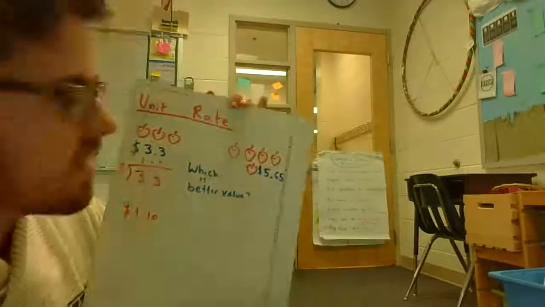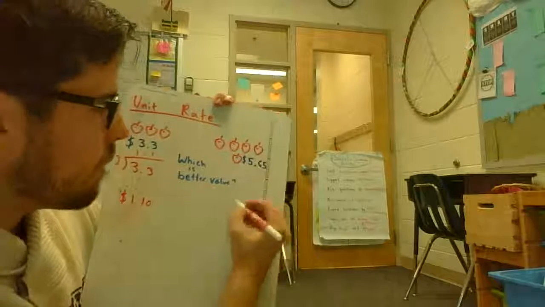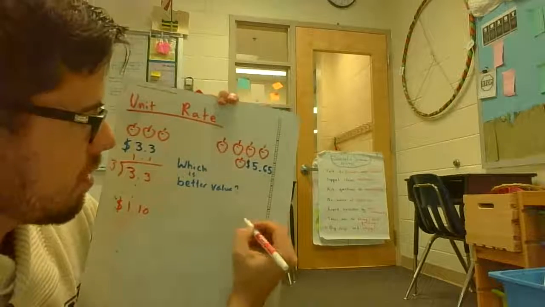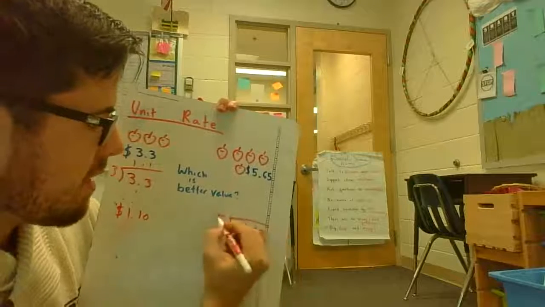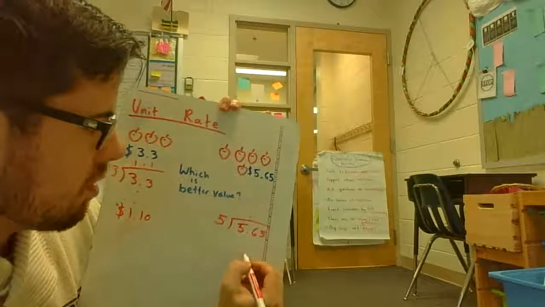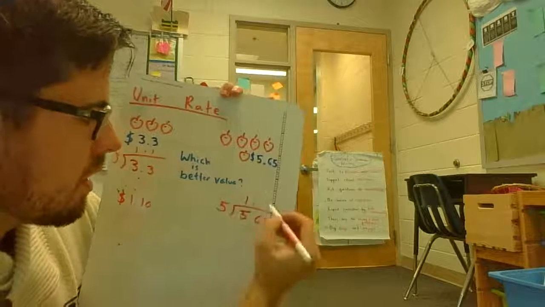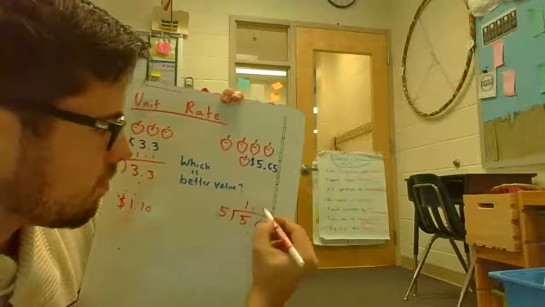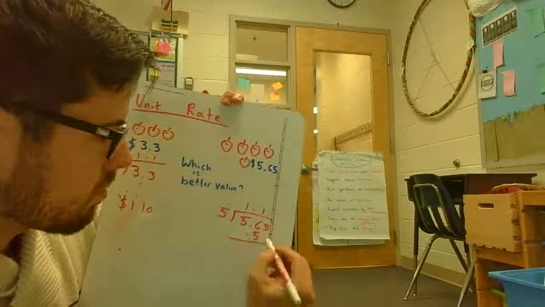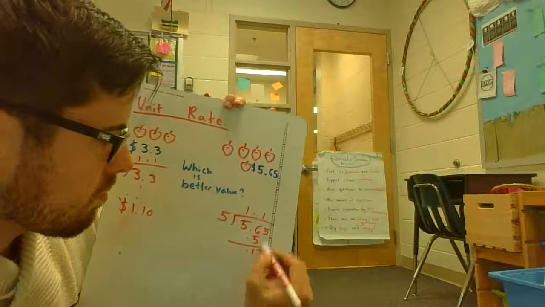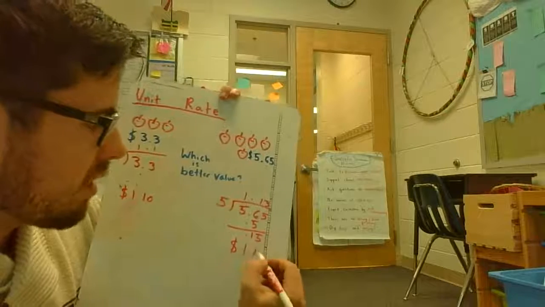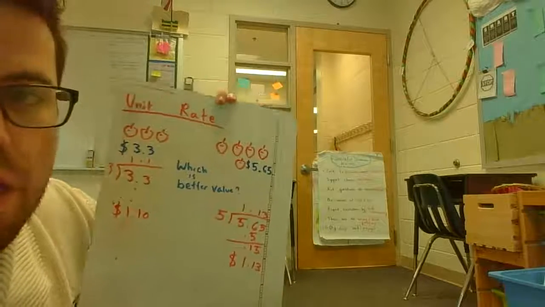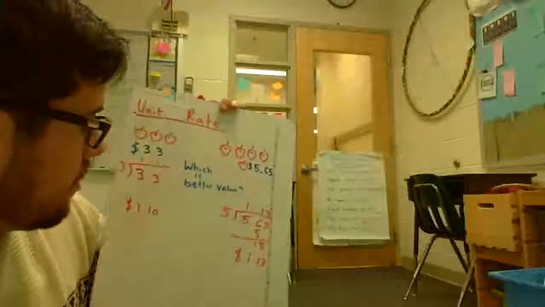$1.10. If we did the same thing on this side, we would set it up this way. $5.65 divided by 5. Each apple at this store costs $1.13. The better value is the cheaper value.